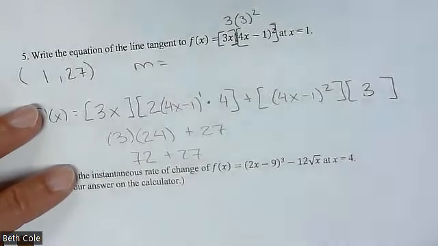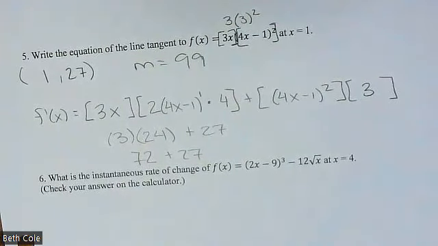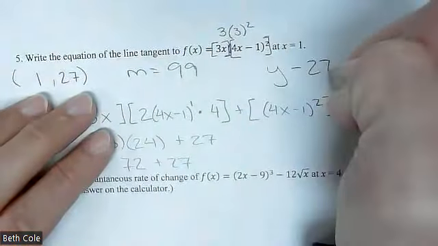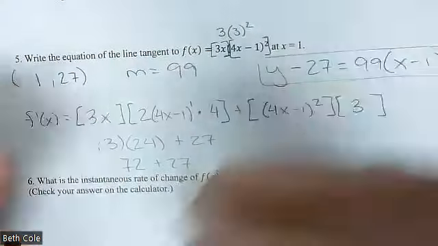72 plus 27, 99. To give that some context, if the slope of your tangent line is 99, can you envision what that tangent line would look like? Like almost vertical. Thank you, because that's exactly what I was going to say. All right, just to put it in, visual. And then put it together. Y minus 27 equals 99, x minus 1.